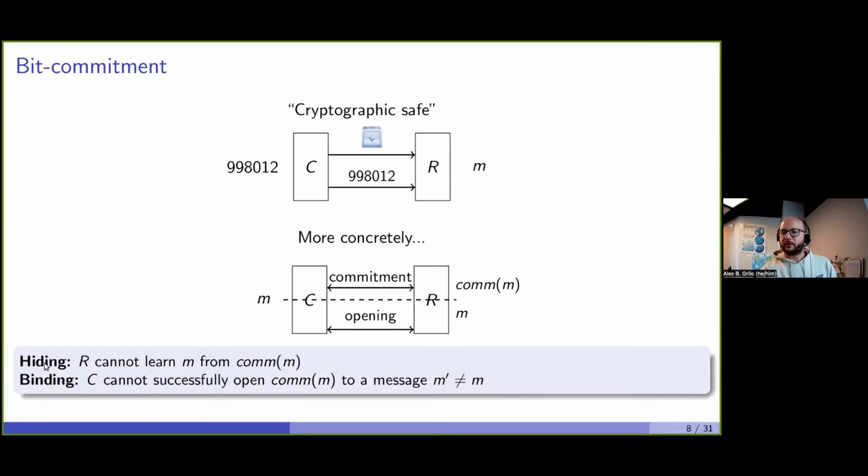As I said, hiding means that after the commitment phase, the receiver cannot learn M from the transcript of this commitment. And what we want is also binding, saying that once the receiver has the commitment to M, the committer cannot change their mind and open to a different message. So the binding property is that the message M is fixed after the first phase.